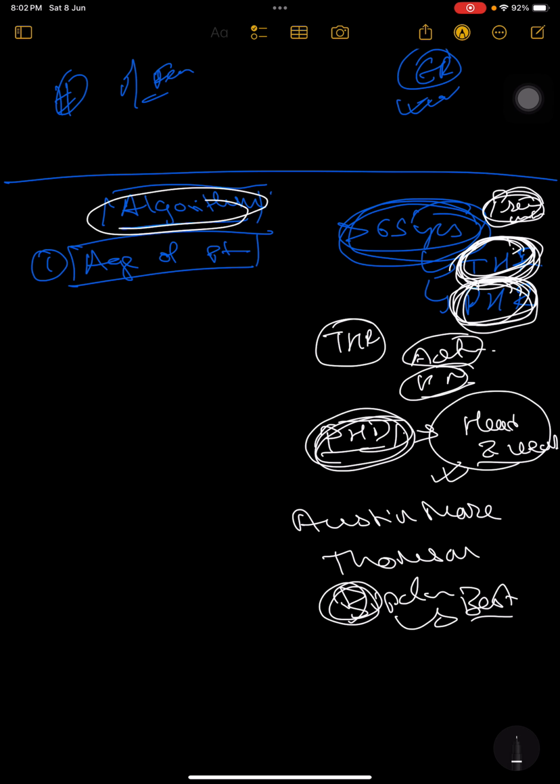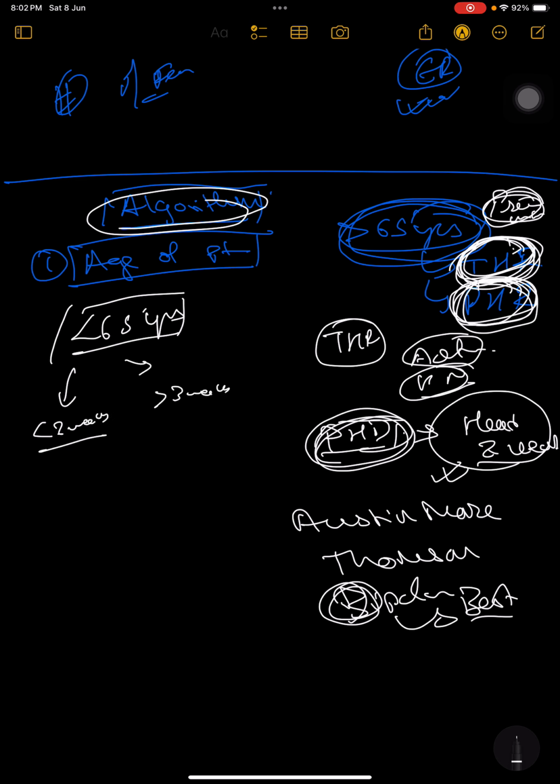Age of the patient, if it's less than 65 years, very, very important. Listen to this very cautiously, because this is often asked in the examination. Less than 65 years, what you need to see is whether the fracture is less than 3 weeks or more than 3 weeks. Why am I looking at this? Because 3 weeks is the time where you can still remodel the fracture. More than 3 weeks, you have to go for osteotomy, right?